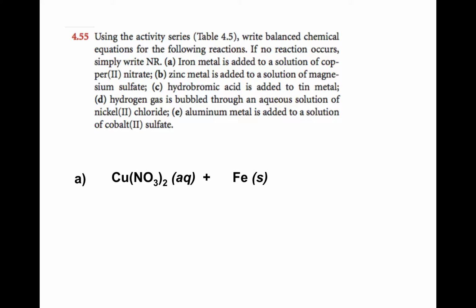So these are the reactants. Copper 2 nitrate reacting with iron. Copper 2's got a +2 charge, iron's got a 0 charge. So will iron give up electrons to copper 2? So this is when we refer to the activity chart.